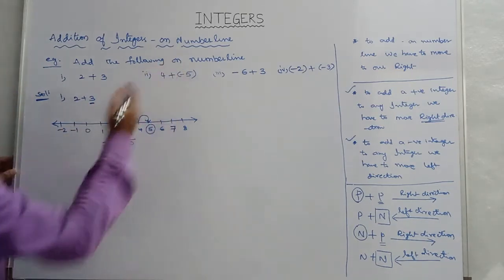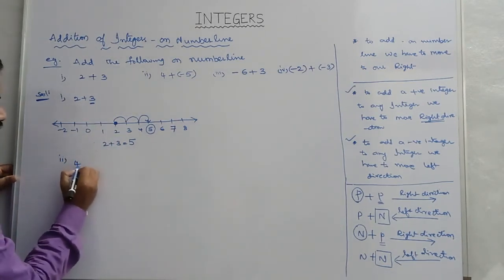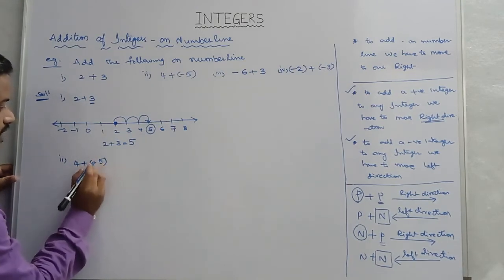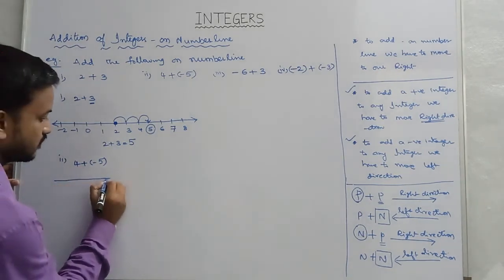Okay. Now let us consider the second problem. Second problem is 4 plus minus 5. Again for this you have to consider one number line.